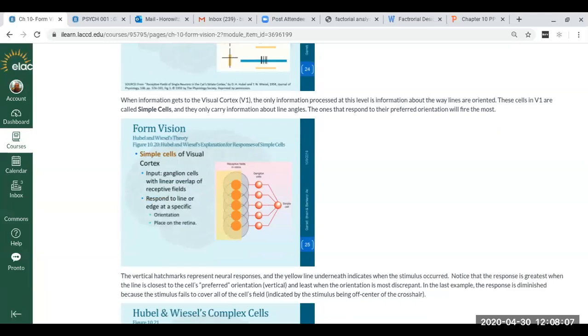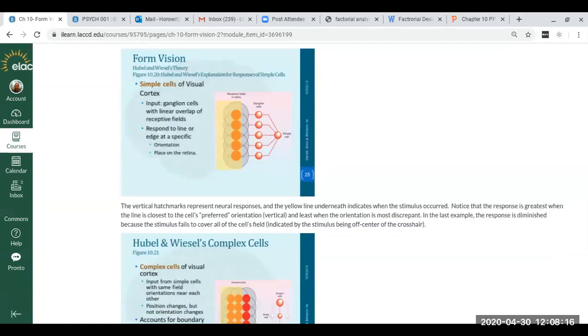So the vertical hatch marks represent neural responses. The yellow line underneath indicates when the stimulus occurred. And notice that the response is greatest when the line is closest to the preferred orientation, and it's least when the orientation is most discrepant or away from it. In the last example, the response was diminished because the stimulus did not cover the cell's field.